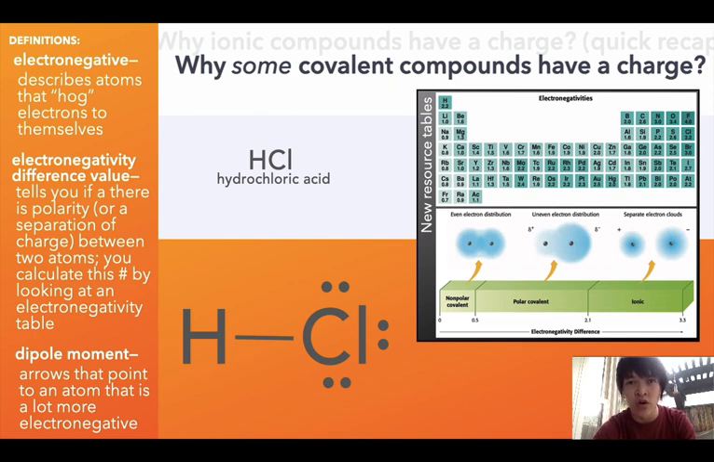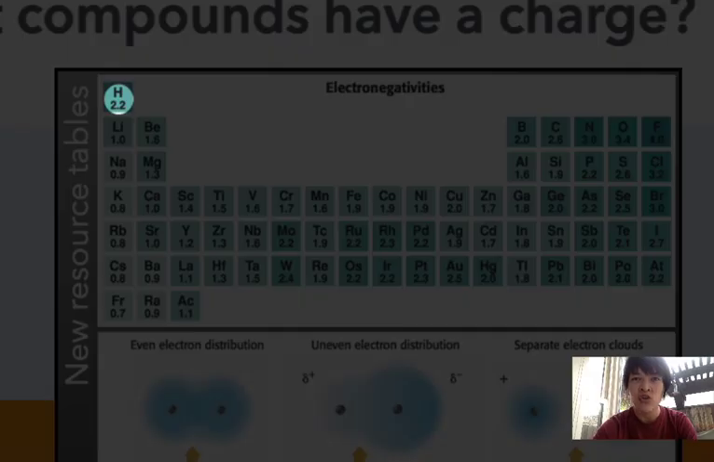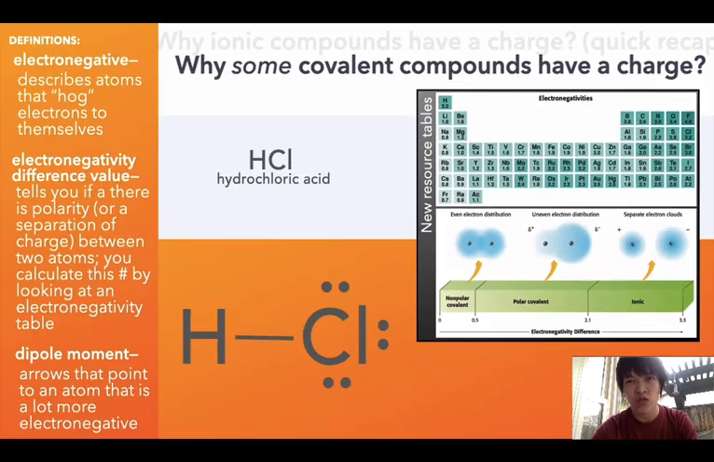Okay, with these definitions and this new resource table, we can take a look at why hydrochloric acid is a partially charged molecule. So basically, you need to find the electronegativity value for hydrogen and for chlorine for this example. Hydrogen is 2.2. Chlorine is 3.2. Now chlorine is more electronegative here. Now we calculate the electronegativity difference value. So just subtract these two values and get the difference. 3.2 minus 2.2 is 1.0.